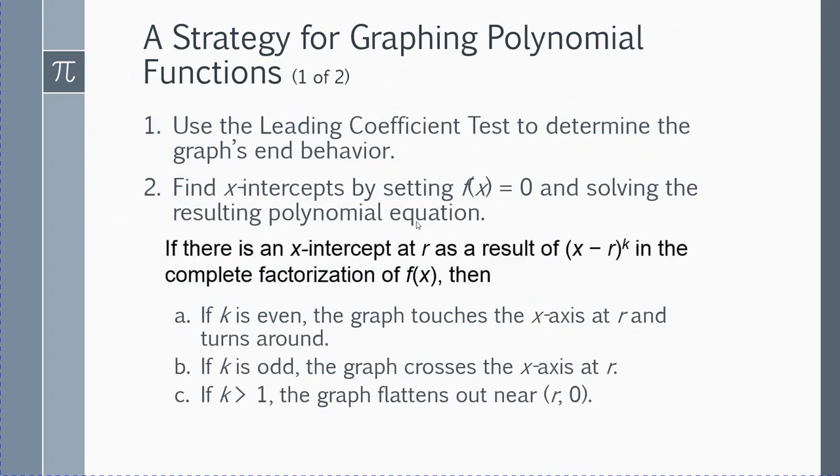Okay. The next thing you're going to do is find the x-intercepts by setting f of x equal to 0 and solving the resulting polynomial equation. Okay, so you're going to find the zeros. All right, the next thing you're going to do, if there is an x-intercept at r as the result of this type of factor, x minus r to the k power, in the complete factorization of this polynomial function f of x, then you're going to recall the multiplicity.